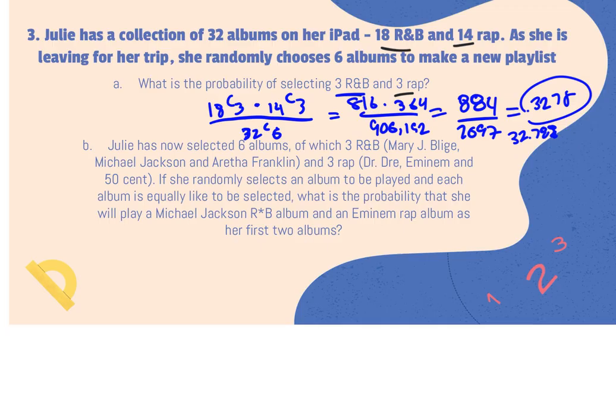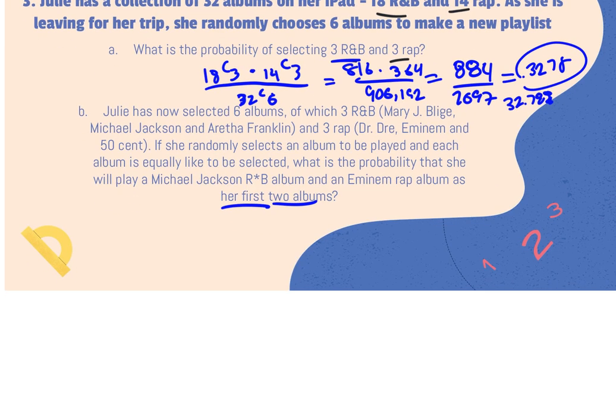Julie has now selected 6 albums, 3 are R&B, 3 rap. If she randomly selects an album to be played, and each album is equally likely to be selected, like she's just reaching in the bag and pulling out an album, what's the probability that she will play a Michael Jackson R&B album and an Eminem rap album as her first 2 albums? So now be careful with the wording here. What this is saying is that Michael Jackson and Eminem have to be the first 2. It could be Michael Jackson, then Eminem, or it could be Eminem, then Michael Jackson.